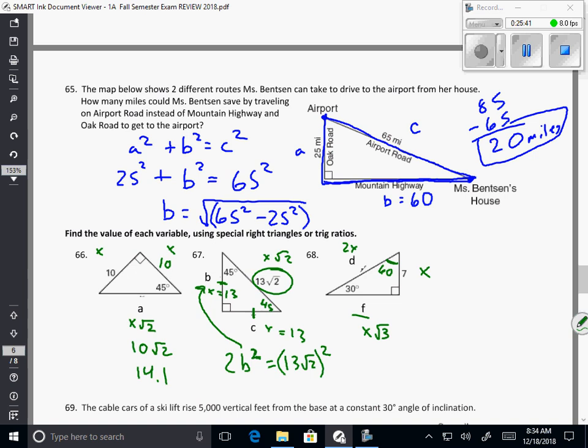So if this is 7, this formula tells me that if that's 7, this has to be 14, and for this, all I have to do is write 7 square root 3. Just let 7 take the place of x. So b would be 14, and f would be 7 root 3, or about 12.1. You can put that into the calculator.